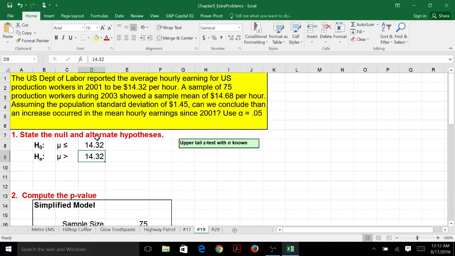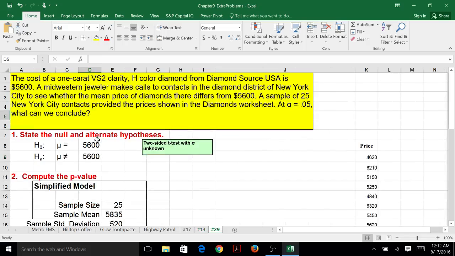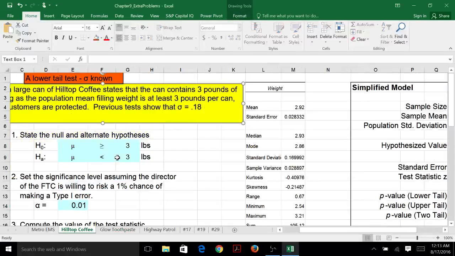There you go. And the last one, again, will be out for you to take a look at as an example. What we're trying to do is see from this sample, what can we conclude? Well, the cost of a 1 carat diamond, they know it is $5,600. They want to see whether the mean price differs. Is different. That means not low, not high, but possibly both. Is it one or the other? You have to choose. But it isn't a directional test. It's a two-tailed test. So again, more problems for you to practice. These are out here to take a look at.